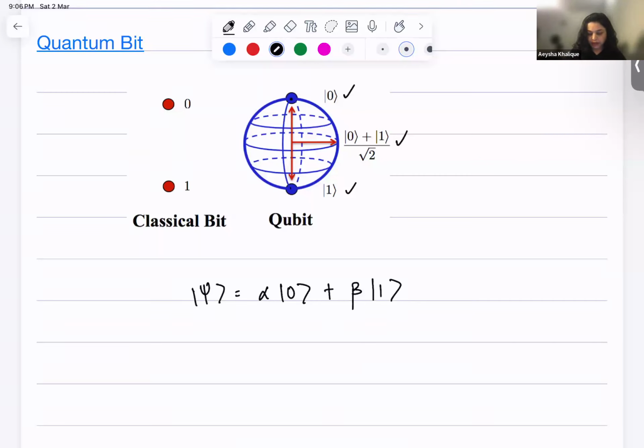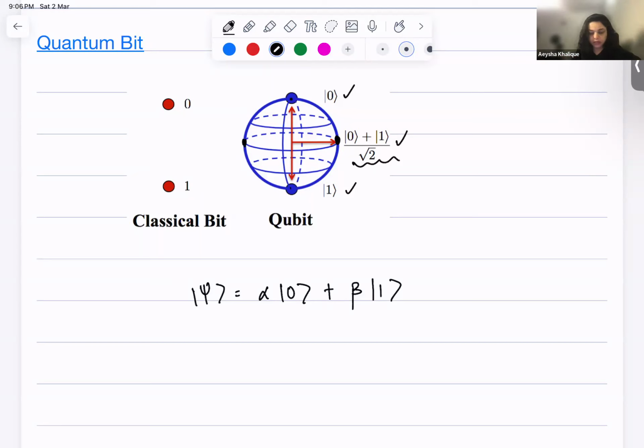So if alpha and beta are 1 over root 2, it will be this particular state, which lies on this point on the Bloch sphere. And any other point, for example, this point is (0 minus 1) over root 2. In the same way, since there are infinitely many points on the surface of the Bloch sphere, there are infinitely many states possible for a qubit.